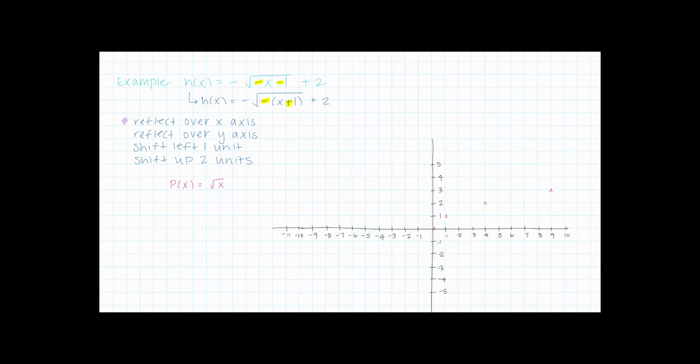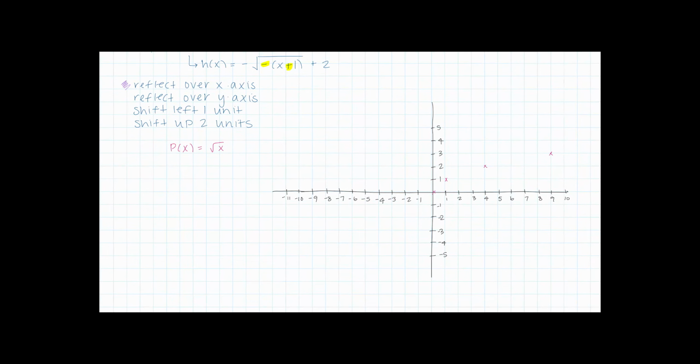The first thing I'm going to do is take my parent function and reflect it over the x-axis, and so I have a graph that looks like that. Then I will reflect over the y-axis, so everything will be equidistant away from the y-axis. It'll be here and here. You can see the green right there, that's going to be our graph reflected over the x and y axes. Now we're going to shift it to the left 1 unit, so everything moves left.